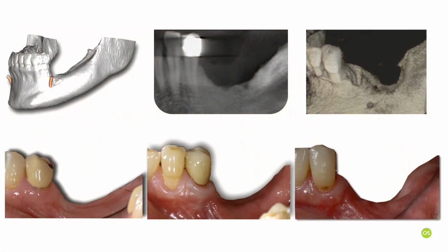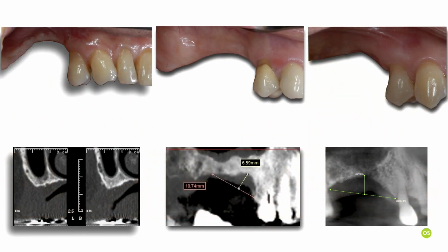It's obvious that when we are looking at these defects in the front maxilla, in the posterior mandible, as well as in the posterior maxilla, the main question is not correlated to the diagnosis phase, but is related to predictability, how we can achieve the goal of the treatment.